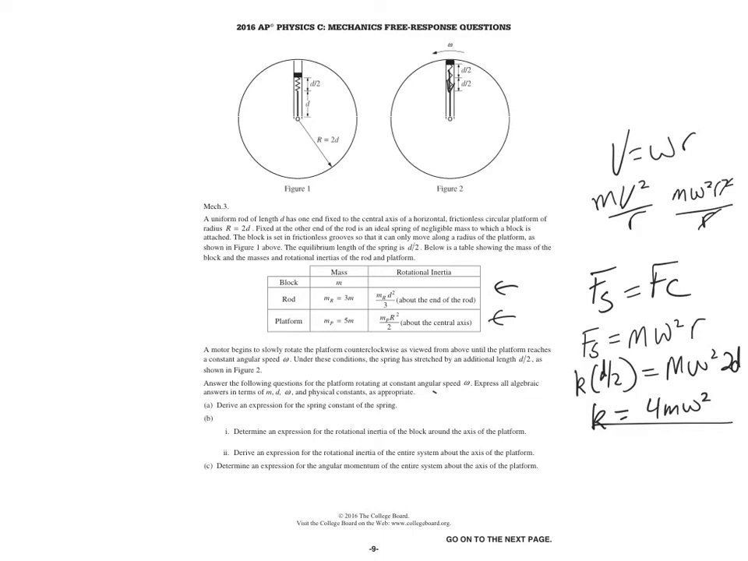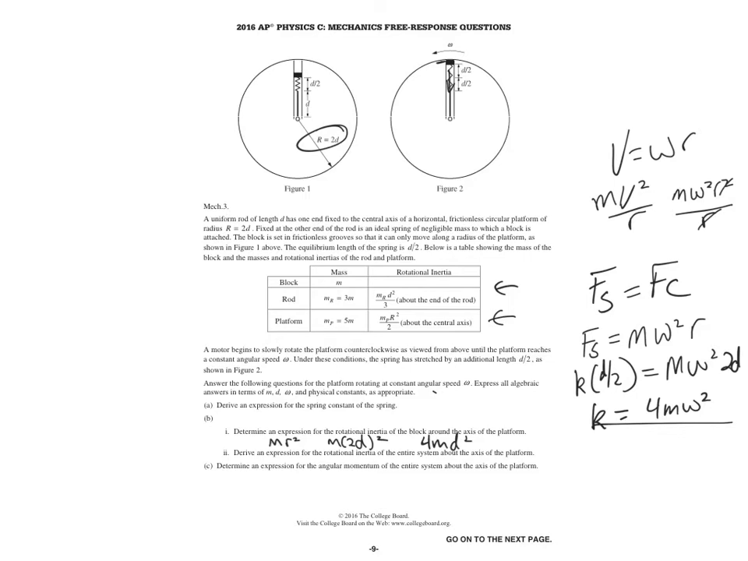Now we're going to determine an expression for the rotational inertia of the block around the axis of the platform. If we're just doing the block around the axis of the platform, it should just be m r squared, which in this case is going to be equal to m times 2d squared, because it tells us right there the radius is 2d and it's at the edge. So it should be just 4md squared.